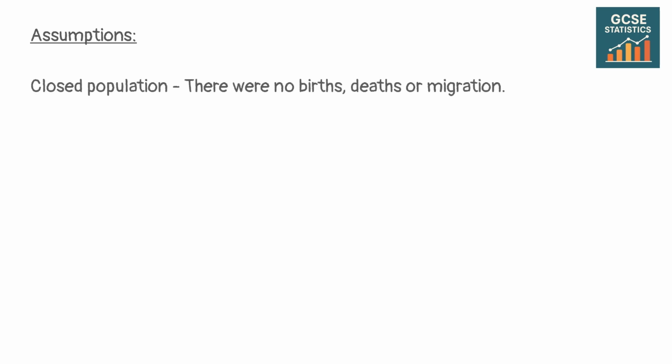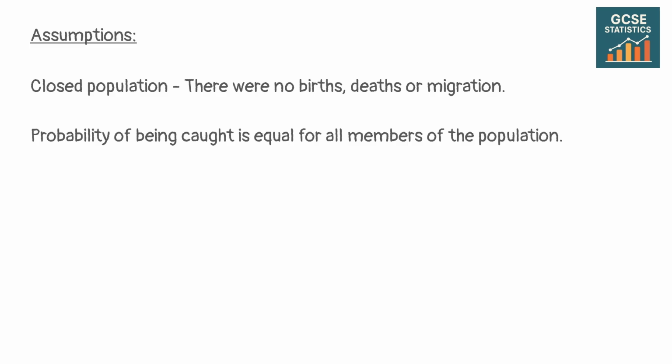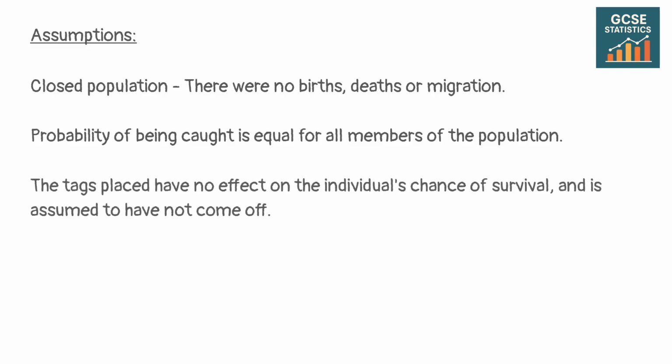The first thing that we assume is that it is a closed population. This means that there were no, in theory, births, deaths, or any migration between the time of the samples. The second is that the probability of capture is equal for all members of the population. This can be achieved by a random sample. Thirdly, we assume that the sample has no effect on the individual's chance of survival and that the tags have not come off. There must be time for the population to mix, and this is assumed.